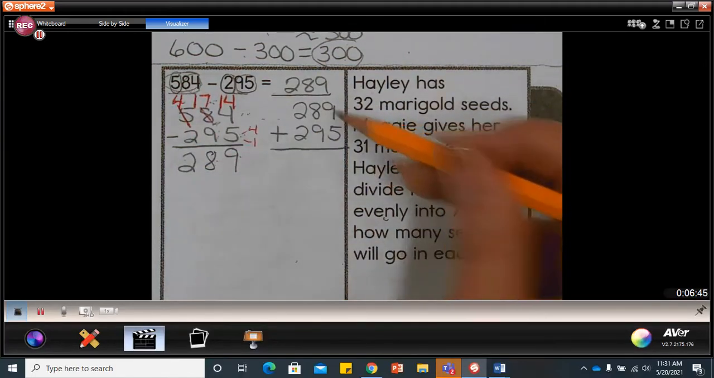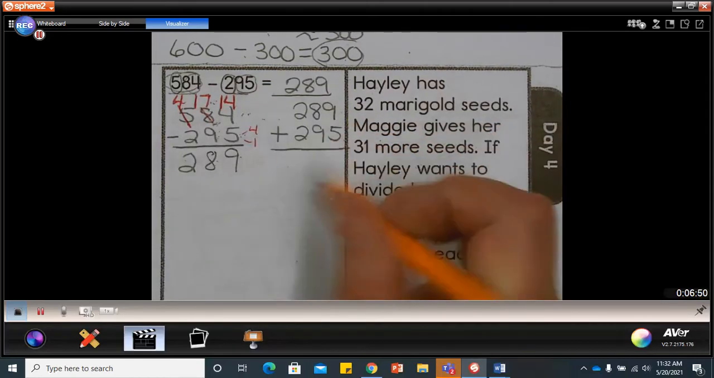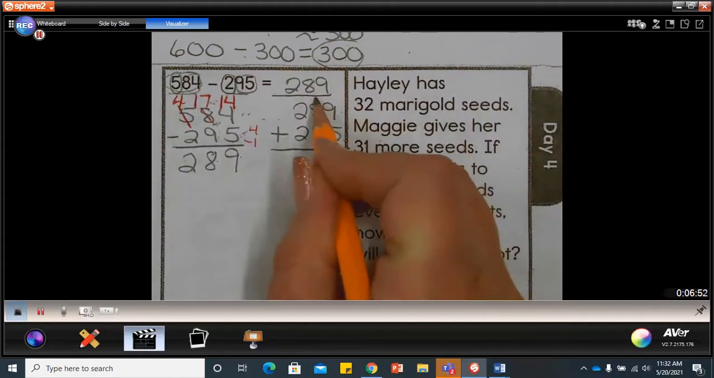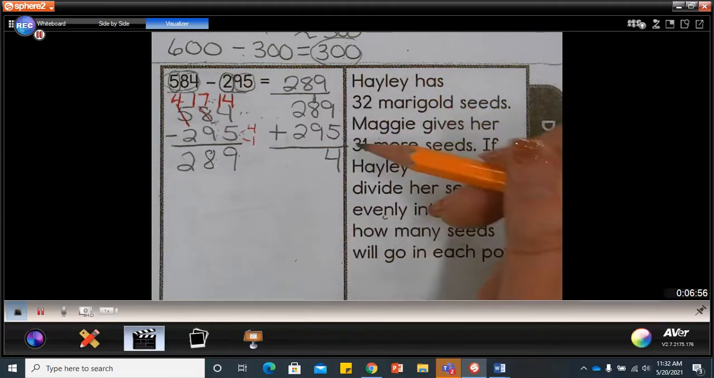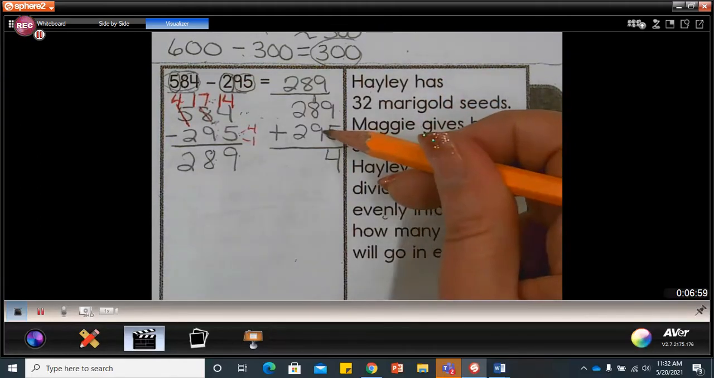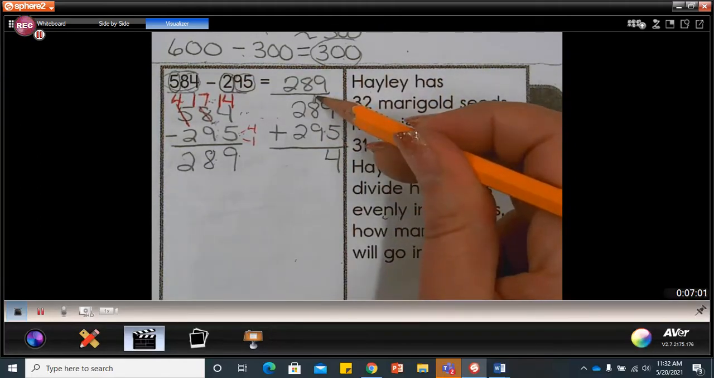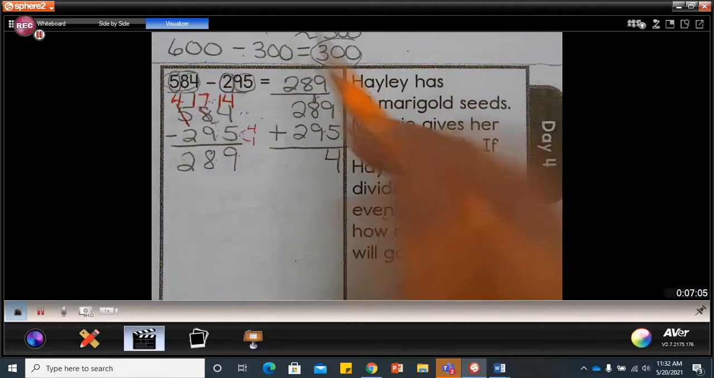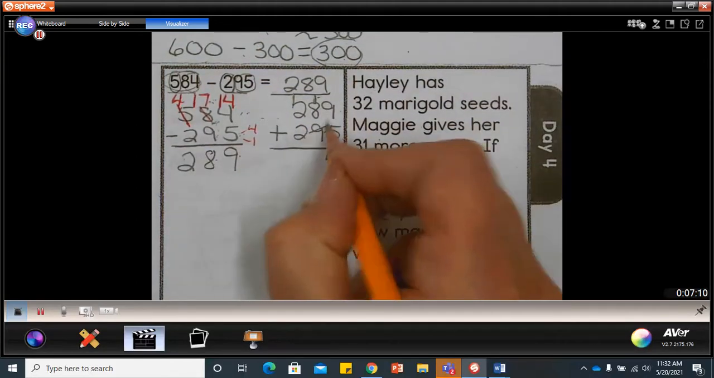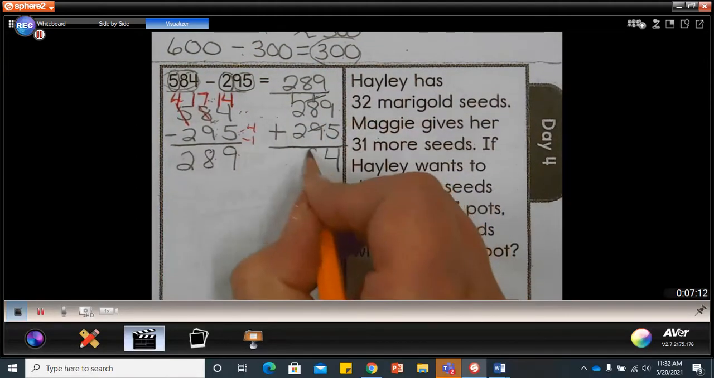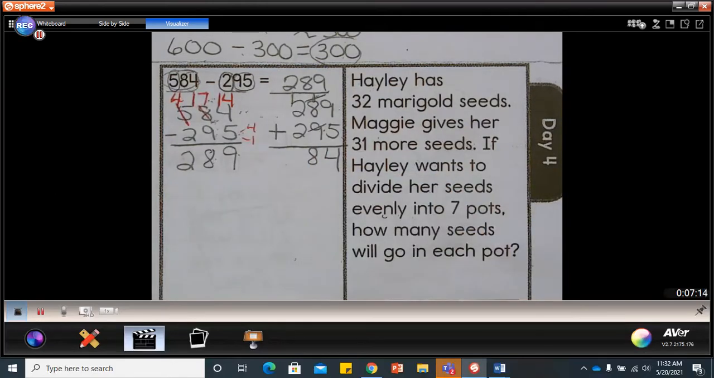So 9, one more would be 10, and then 4 more would be 14. So I'm going to carry that 10 to the tens place. Now I'm looking and I can see 100. 9 tens plus one more 10 makes 10 tens. And remember, 10 tens is going to give me that new 100. And then I bring down the 8 tens because we don't have any more to add to that.